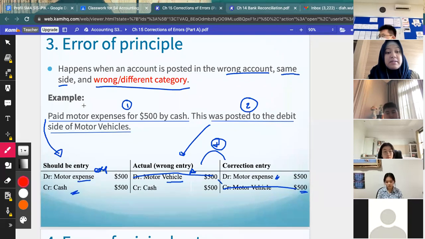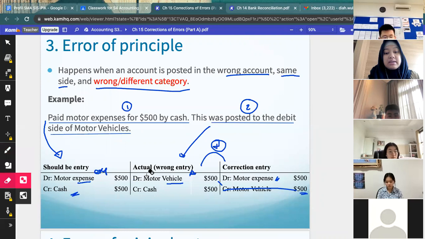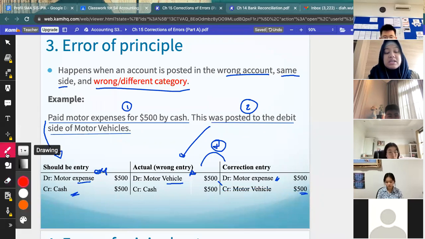Now this is the example: paid motor expenses for 500 by cash. This was posted to the debit side of motor vehicle. Again, cut the sentence into two. The first sentence always shows how you should record that. The second is the mistake. Number 1, paid motor expenses for 500 by cash. How should you record that? Motor expense in the debit side and cash in the credit side.